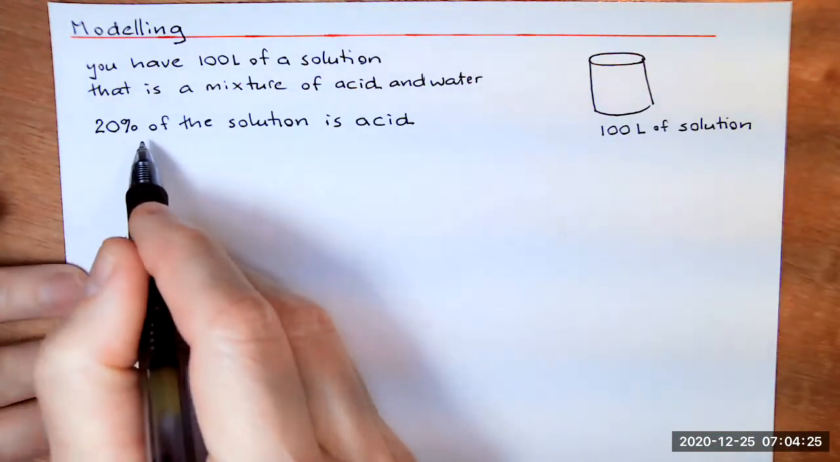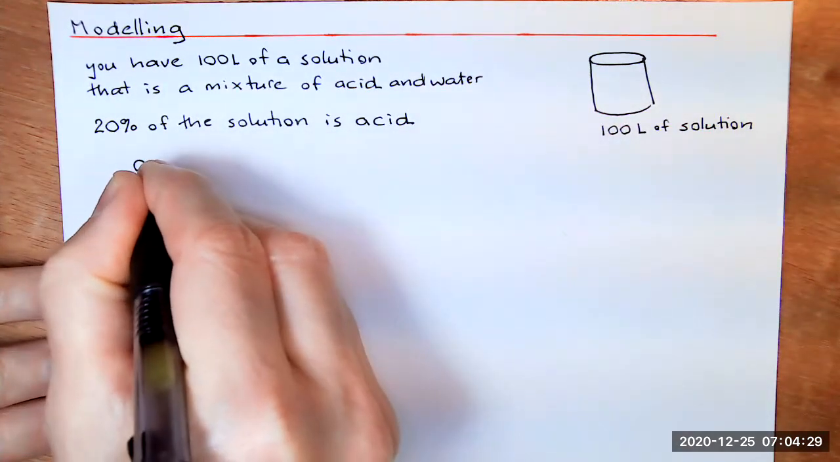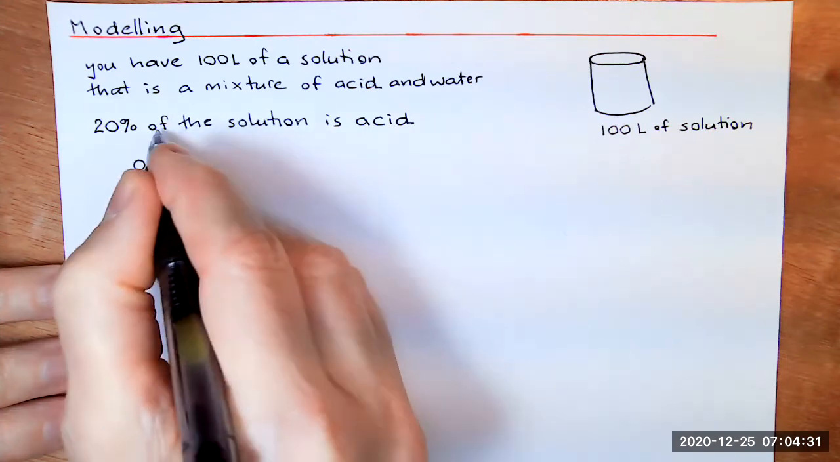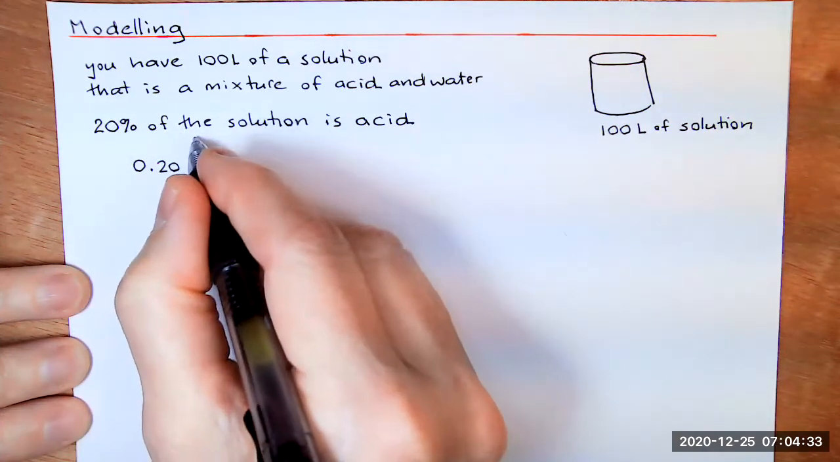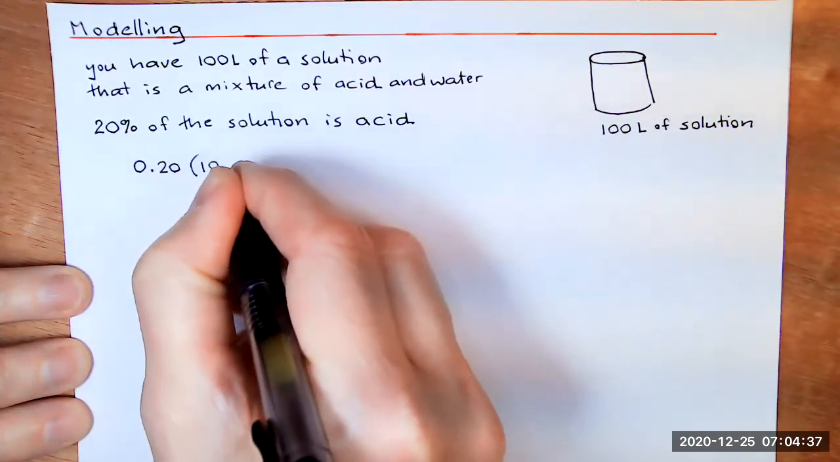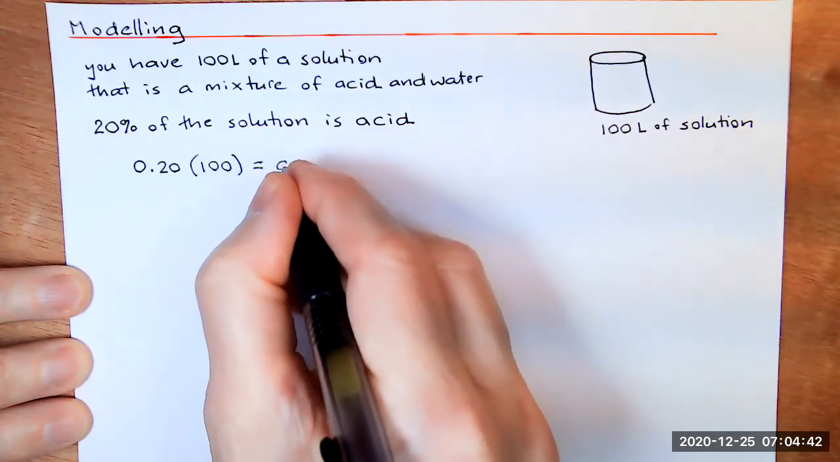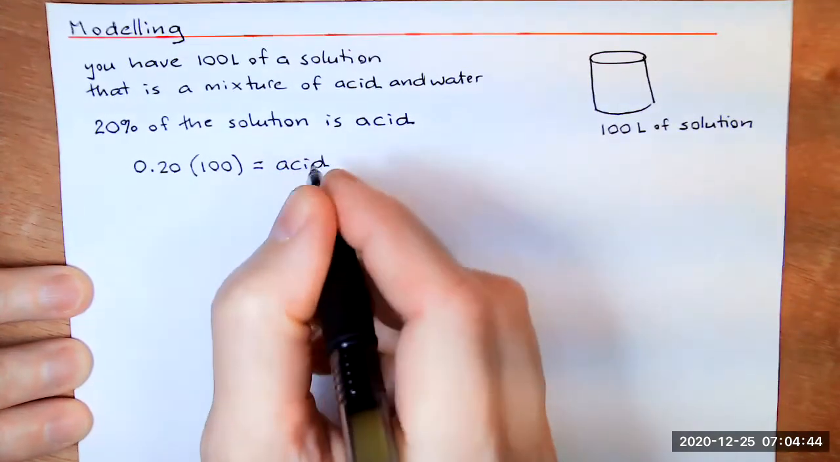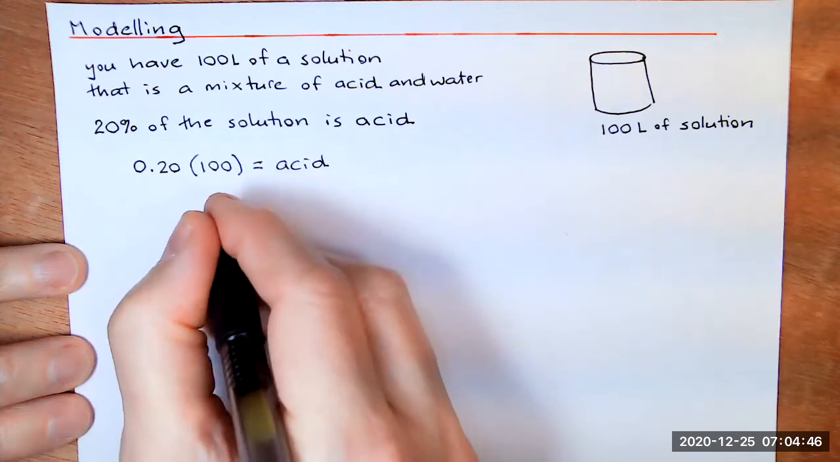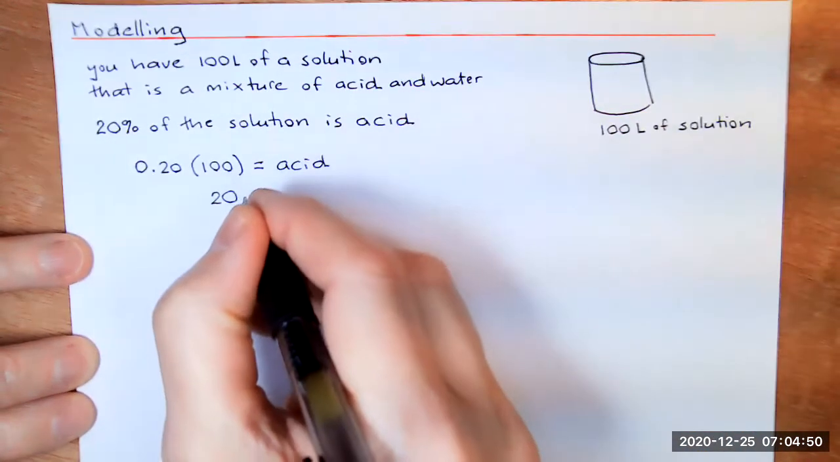Well, we can simply translate this sentence. 20% written as a decimal is 0.20. Of means times. The solution, we have 100 liters of solution, is the amount of acid. So 20% of 100 is 20, and always include your units.